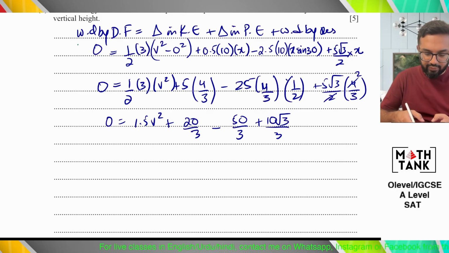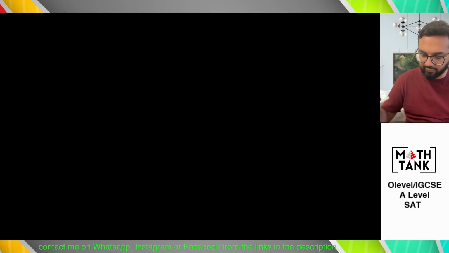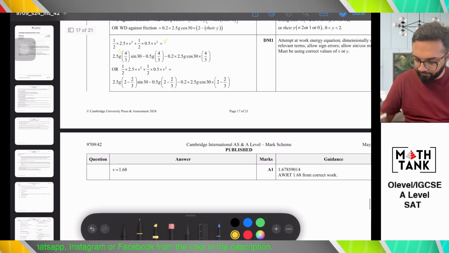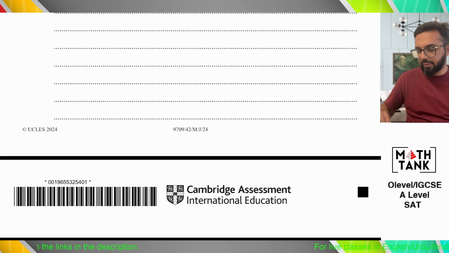Divide by 1.5, multiply by minus, and take the root of the constant. So I'm getting v as 1.8. Let's check if that is the correct answer. Yes, that is the correct answer. That's the end of this exam. I will see you with another paper in the next class. Thank you for watching.